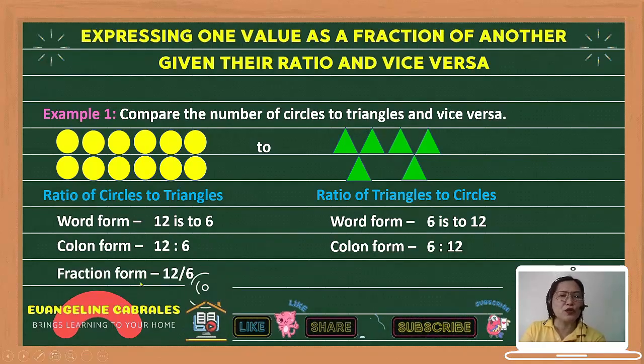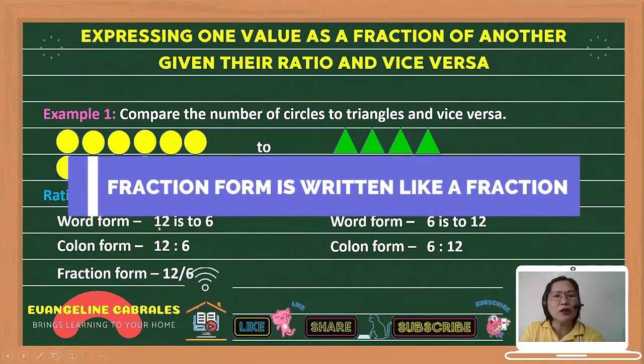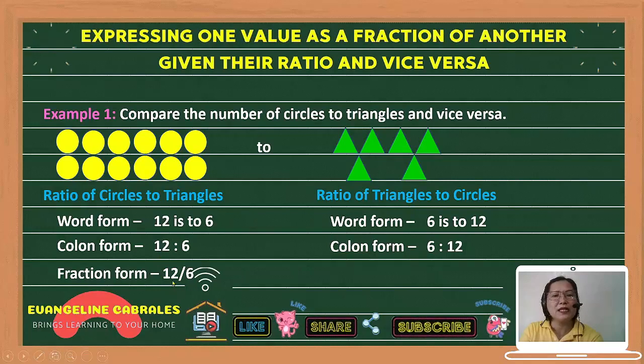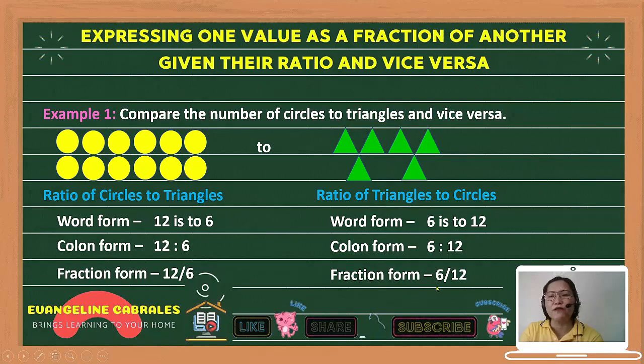How about in fraction form? So, kung titingnan mo, fraction ang itsura niya. Pero kapag binasa mo siya, kapareho rin ng ginawa mong pagbasa sa word form at saka sa colon form. So, itong bar na ito na naghahati sa 12 at sa 6 ay binabasa pa rin ng is to. Remember that? So, ang basa dito ay 12 is to 6. So, the vice versa is, in fraction form, 6 is to 12.